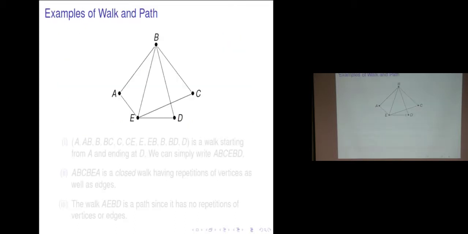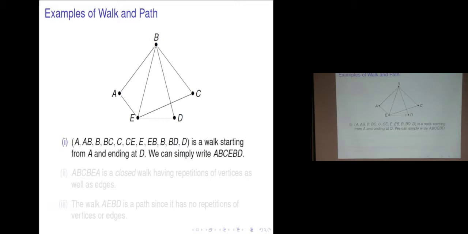Look at this. This is a graph. There are five vertices. How many edges? 1, 2, 3, 4, 5, 6, 7. Seven edges. Now, what is a walk? It's a sequence of vertices and edges, right? So A followed by AB, and then you are at B. B followed by BC, and you are at C. C followed by CE, you are at E. Then EB, and you are at B, and then BD, you are at D. So this is a walk.